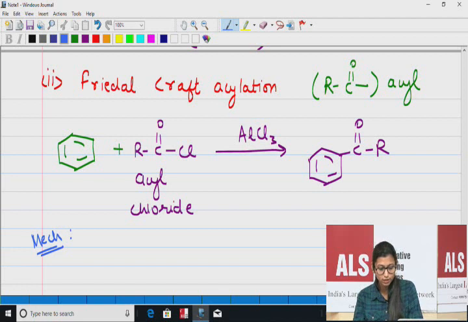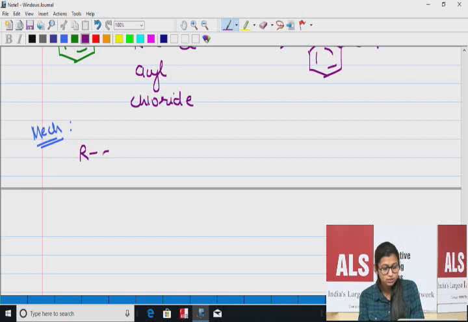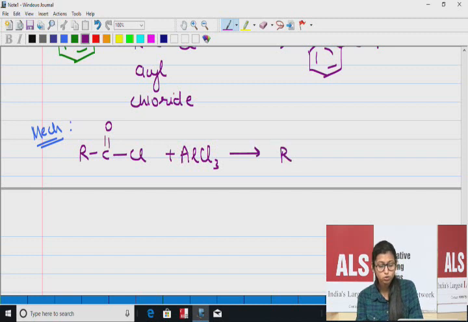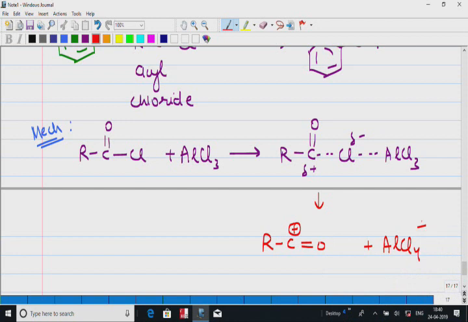Now look at the screen, what will happen now? See everyone, just look at the screen. We have R, C double bond O, and this is the Cl. Can you tell me what will happen? We have AlCl3 again. So don't you think we will be getting RCO, this bond will go away, having some delta negative charge, this will have some delta positive charge, it will be having bonding with AlCl3. In the same way, you will get RC double bond O plus, and here you will get AlCl4 negative.